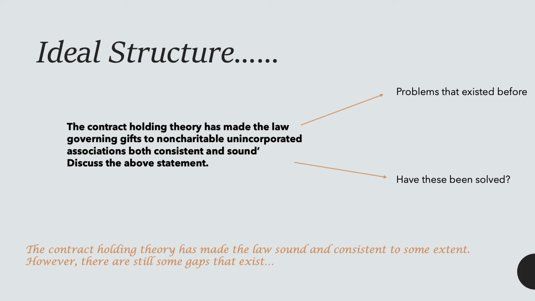Now imagine you have read around this topic and came to the conclusion that this theory has not made the law sound and consistent. You could argue that it has helped to some extent, but we should probably not go as far as saying that it has solved all of the problems. And this is going to be your main argument, and it should come across clearly throughout your entire essay.